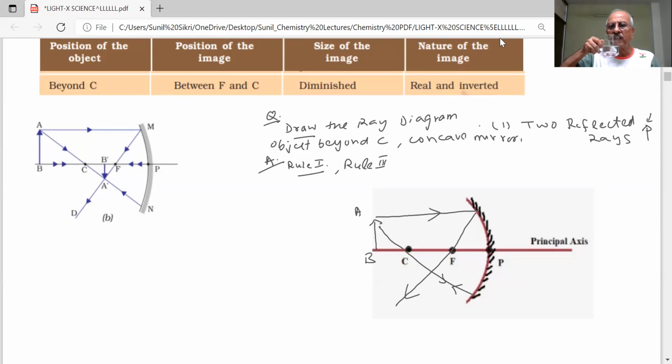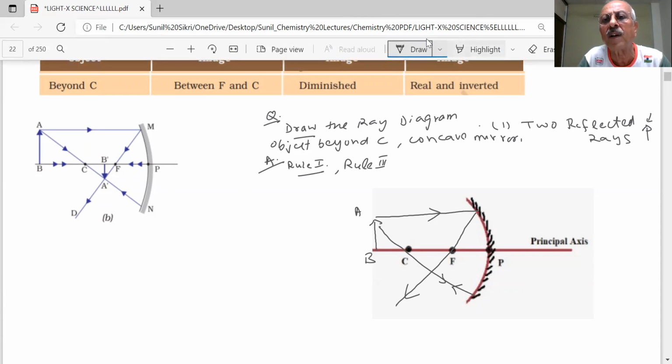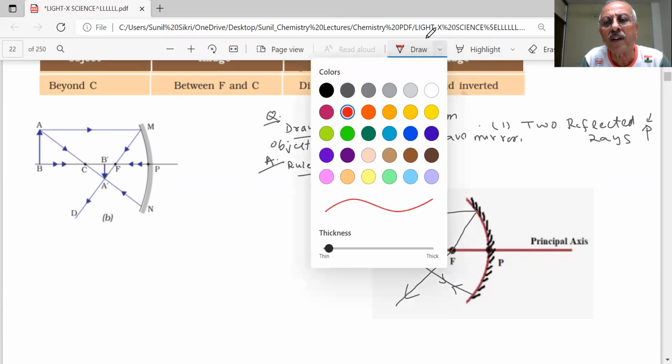Now, are the two rays intersecting at any point? So between F and C. Very good, very sharp student. Now you will do it so easily. That was my idea, student. You can easily do it.